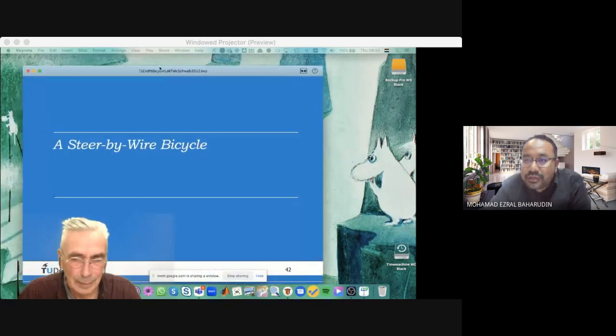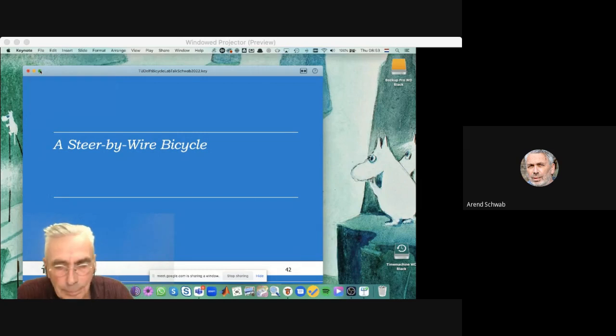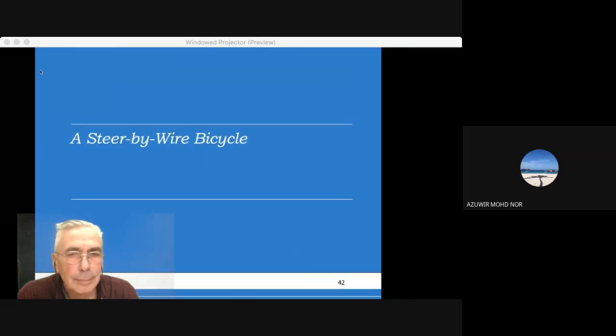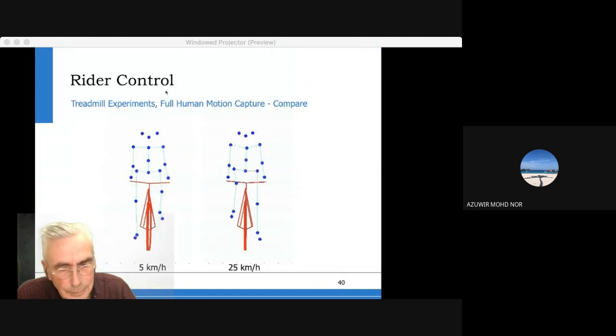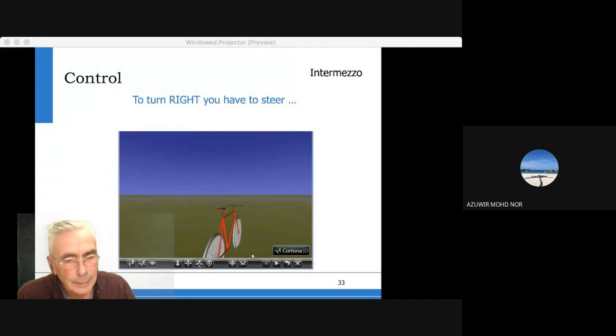So Dr. Azwe. Hi, Prof. Yeah. In one of your slides, you said that in order to turn right, you have to steer briefly to the left and then let go of the handlebar. Can you explain more why we need that brief turn to the left?